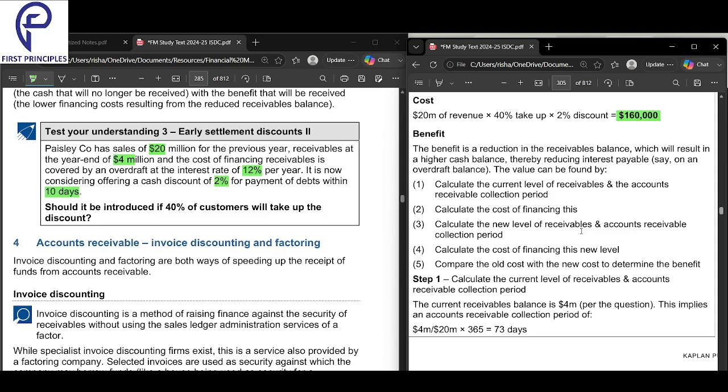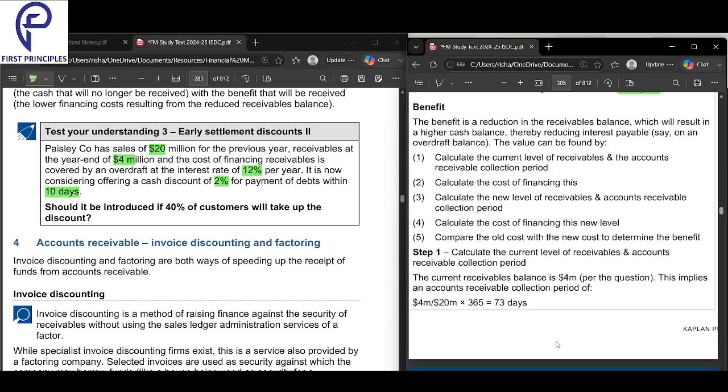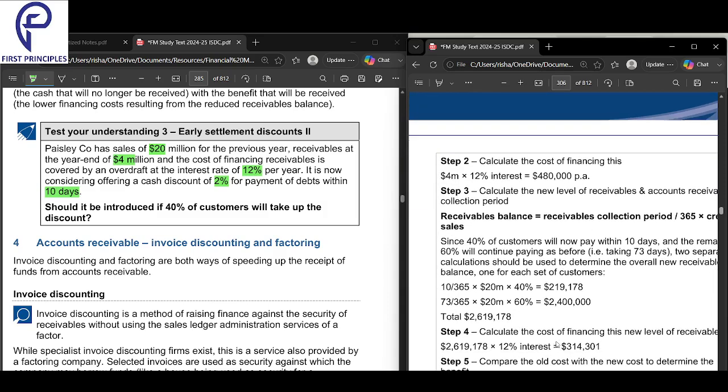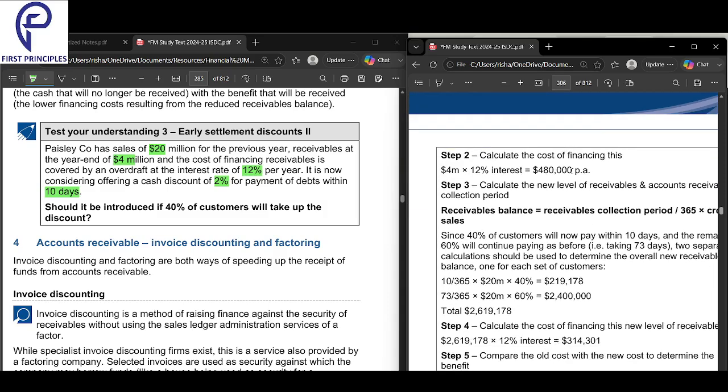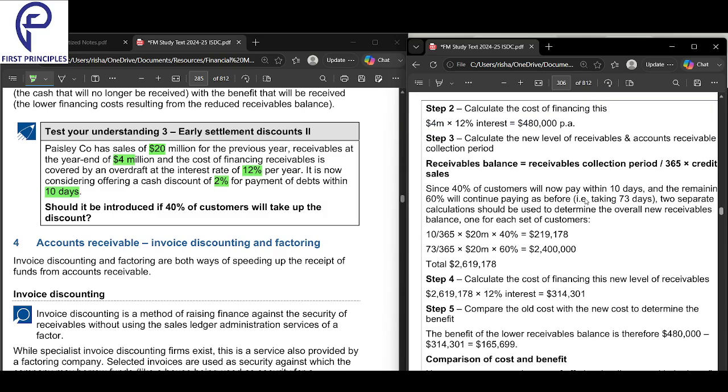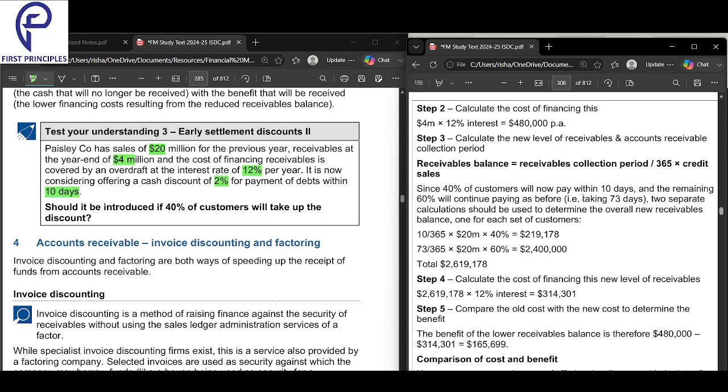Next, you will calculate the new level of receivables and the new collection period. What is the new level of receivables and the new collection period? The cost of financing would be 480, which I had done already. Now what has happened is 40% of the people will pay in 10 days. 60% of the people will still pay in the old 73 days only. So we'll have to first calculate our new receivable balance.